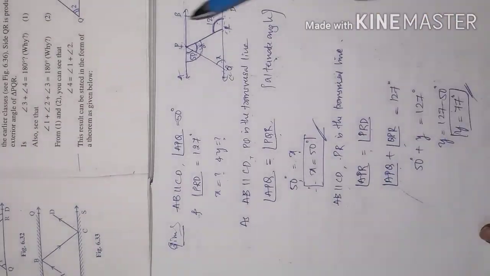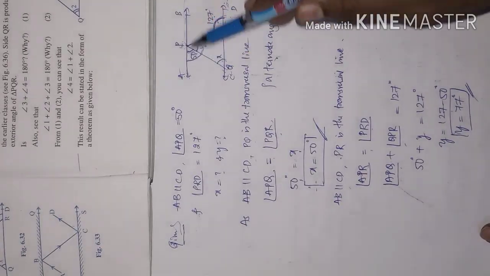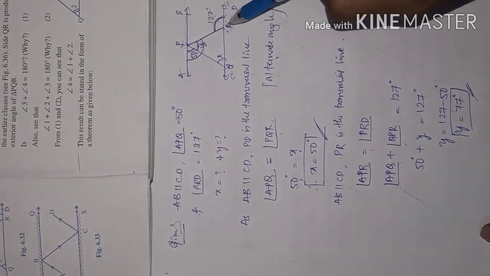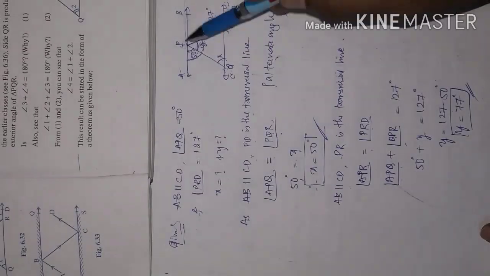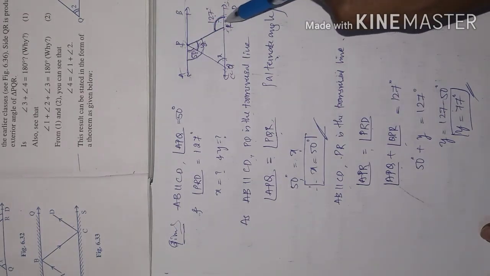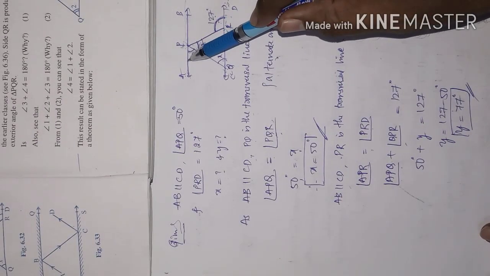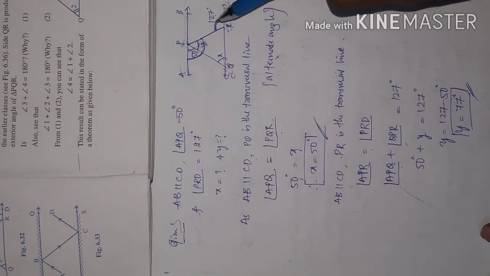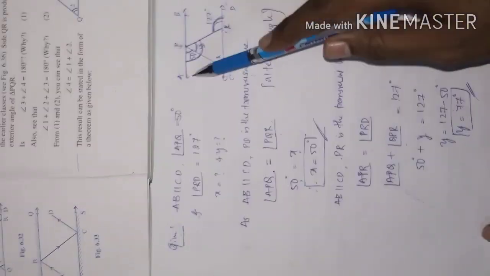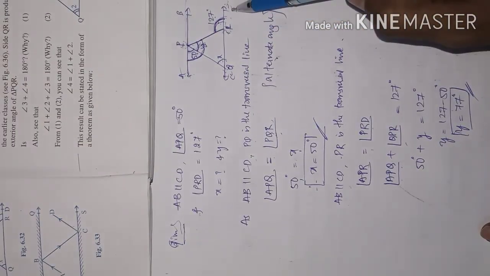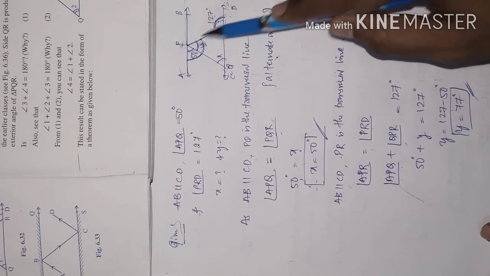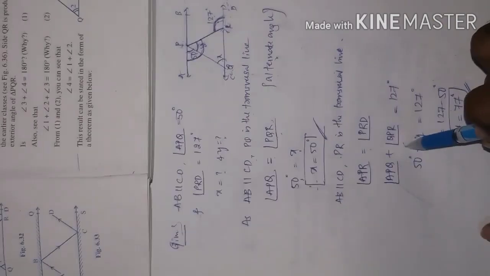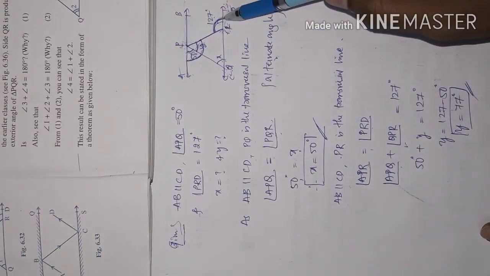Now in the same manner I will apply the transversal line for AB and CD. Over here I will take this part PR. AB and CD are the parallel lines and PR is the transversal line. When PR is the transversal line, the alternate angles are formed here. So angle APR is equal to angle PRD, and angle APR consists of APQ plus QPR, which is equal to 127.